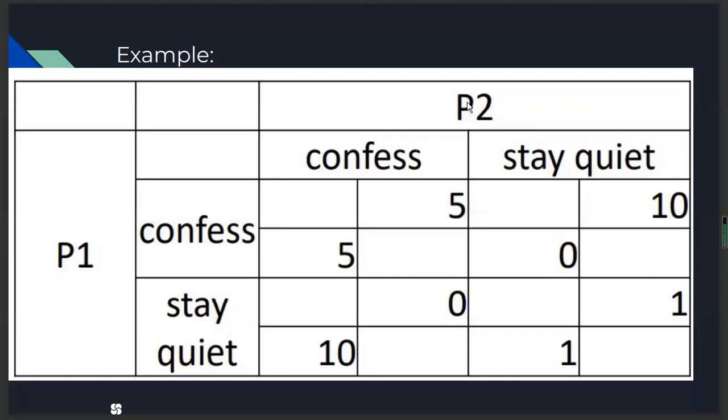Now, when we look at prisoner number two, suppose they confess. Prisoner number one has two options, either confess or stay quiet. If prisoner one chooses confess, they will be in jail for 5 years, versus 10 years if they stay quiet. So 5 is less than 10 years, so prisoner one will choose confess, not stay quiet. Now move to prisoner number two staying quiet. If prisoner one confesses, it is 0 years, and if they stay quiet, 1 year. Zero is better than one, so prisoner number one chooses confess.